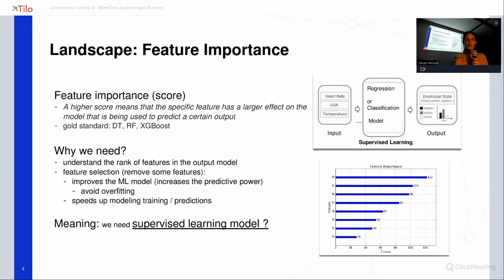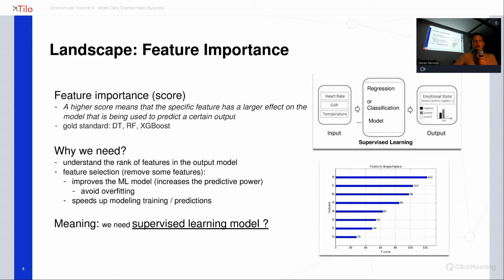To the topic that we're talking about today, it's about feature importance. So what is feature importance? If you have a model with inputs and outputs, the feature importance is just the score of the importance that a specific feature has on the model. So you necessarily need to have an output to have the importance of a feature. Normally, you can get this importance with decision trees, random forest or boosting algorithms.